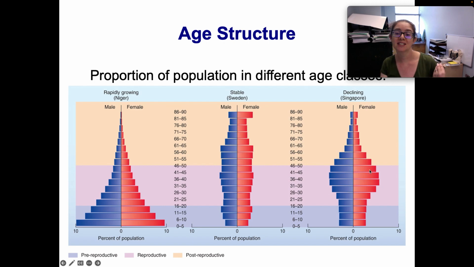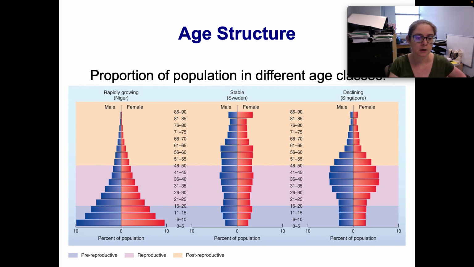If the population is declining, we can see that there are fewer young people than there are of reproductive ages. So the number of children being born right now is going to be more than will be in the future, because there'll be fewer people in this reproductive age category in a few years when these people are in the reproductive age category.